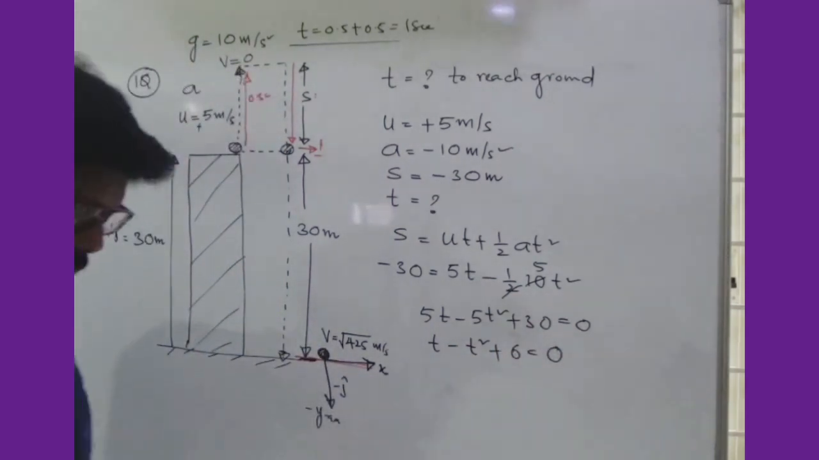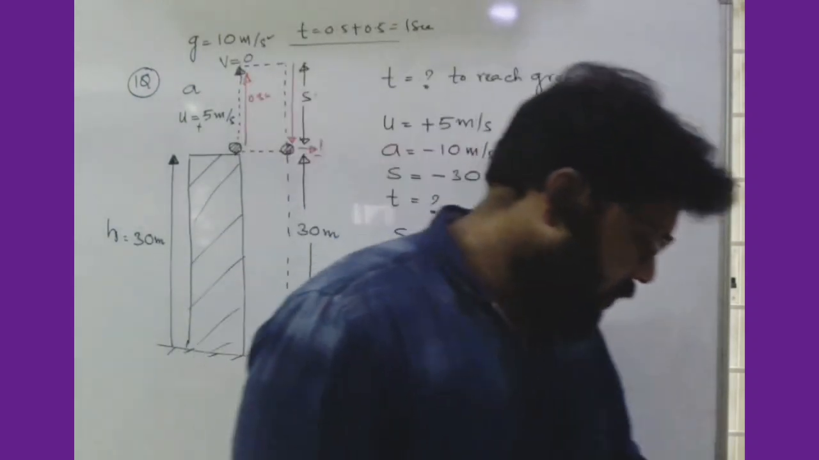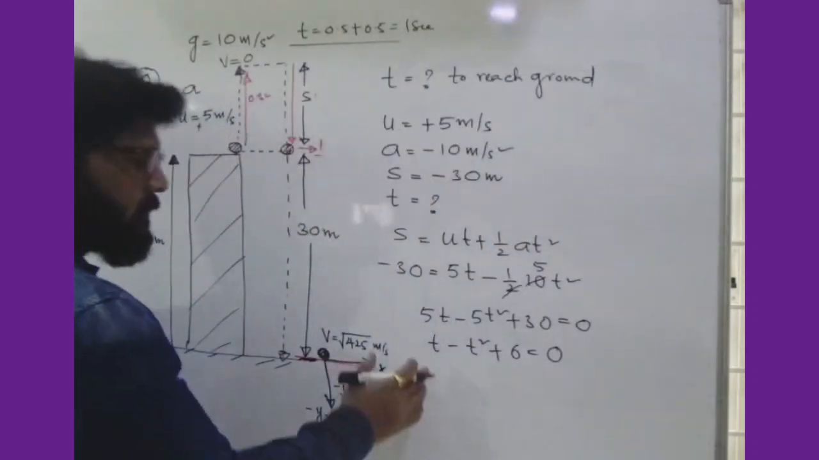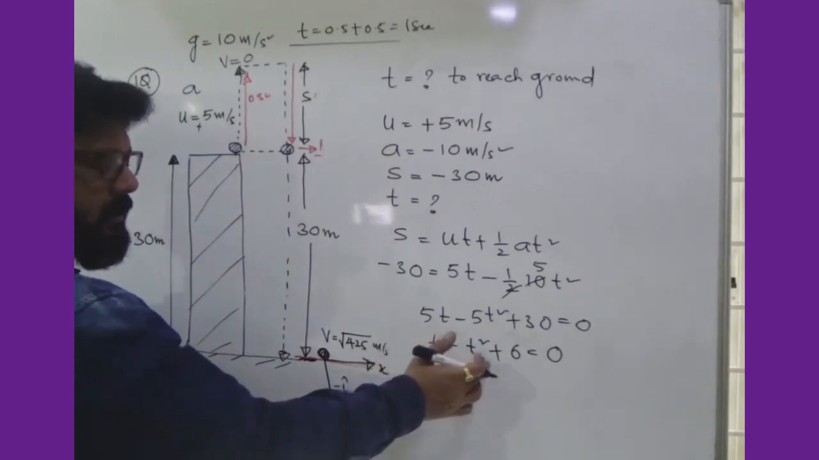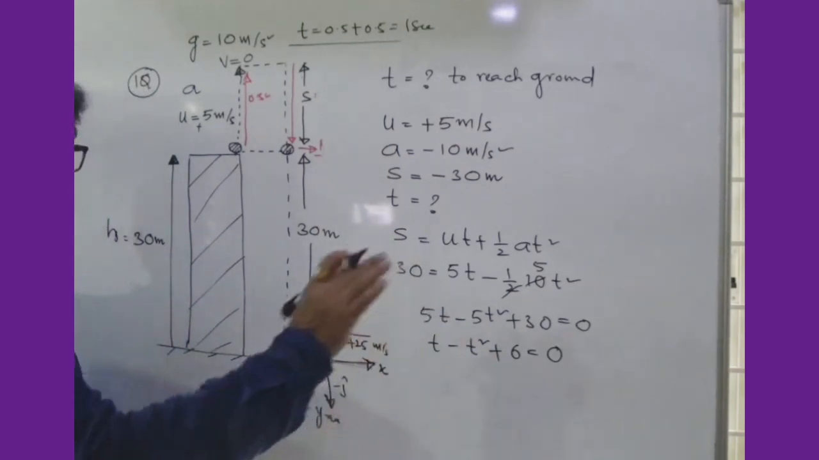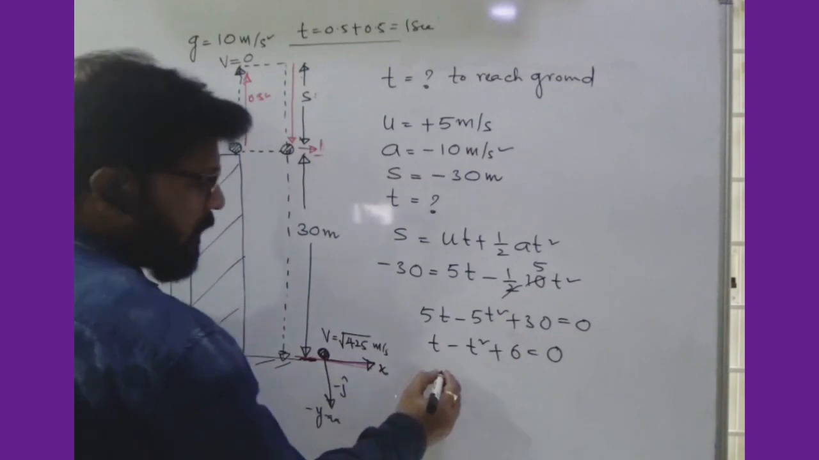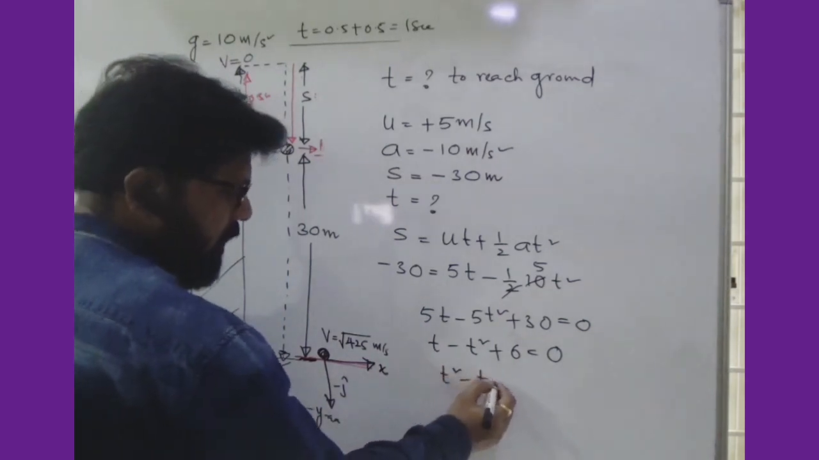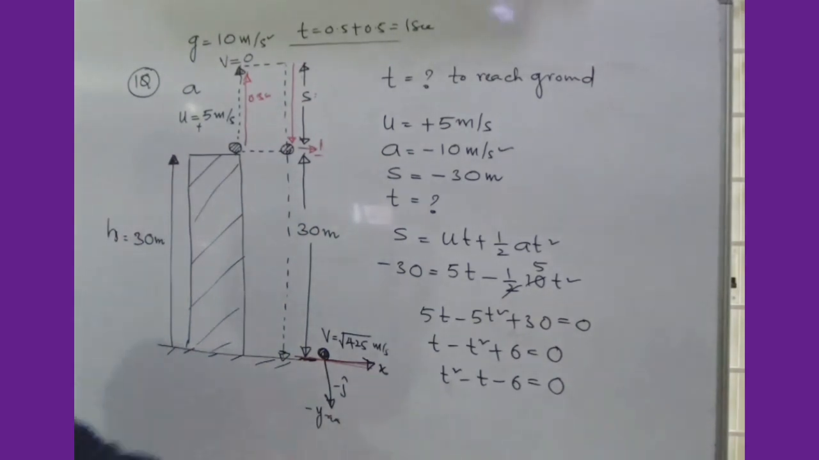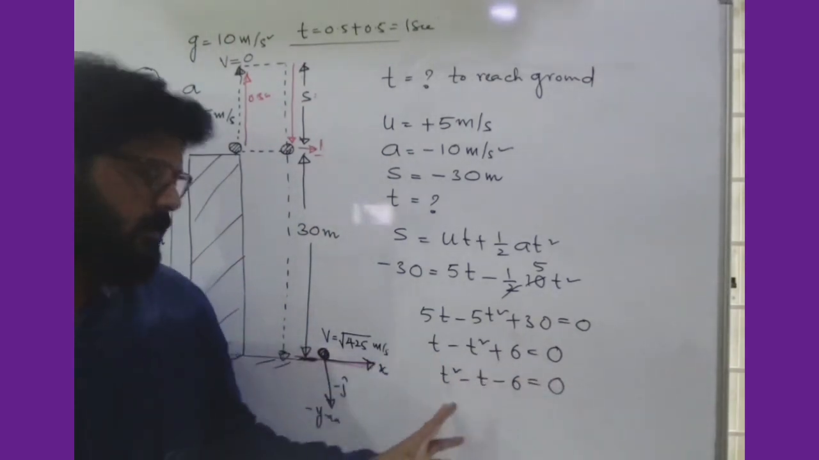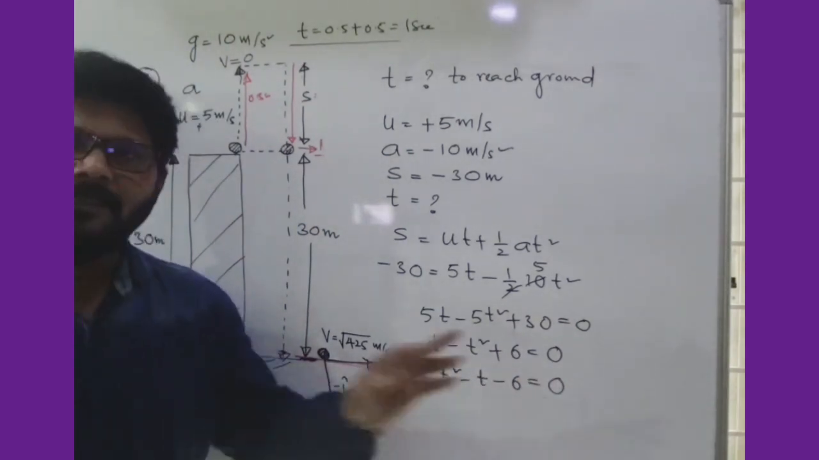Yes or no? Everybody, can I write like this? t minus t square plus 6, or I will multiply with the negative sign, then I can write t square minus t minus 6 is equal to 0. If I multiply, it is t square minus t minus 6 is equal to 0.